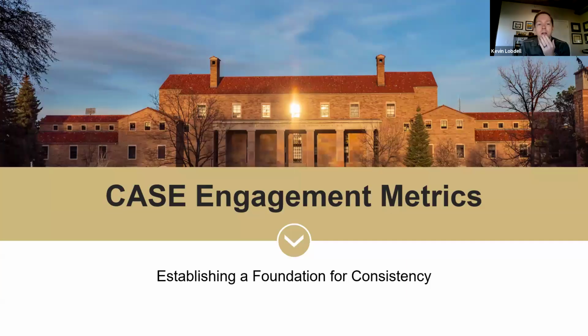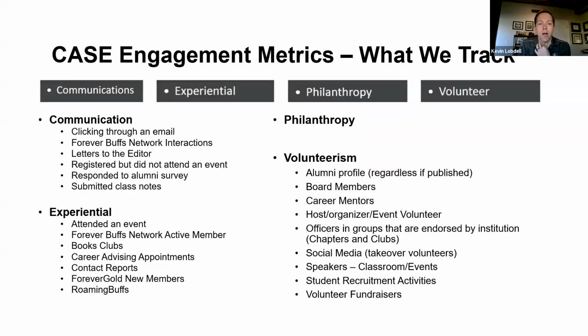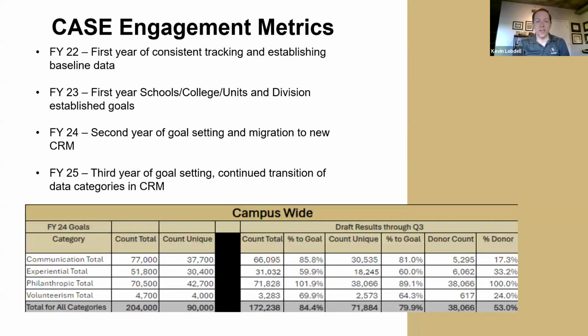So now I'll spend a couple minutes talking about the CASE engagement metrics and what that's looking like here. Many of you, I'm sure, are very familiar with this, but there are the 4 overarching categories of communications, experiential, philanthropy, and volunteerism. This slide shows the sub-bullets of what we're tracking and what we care about within each one of those categories. And then I'll talk through at a high level, and you'll see some examples of what that looks like from being operationalized within our division.